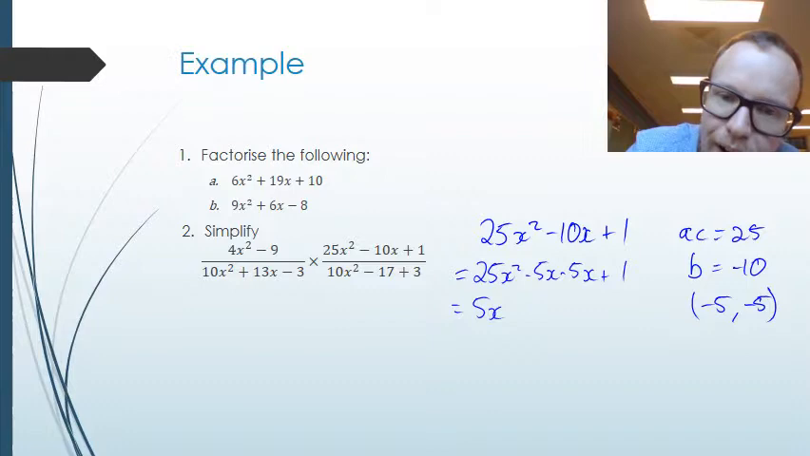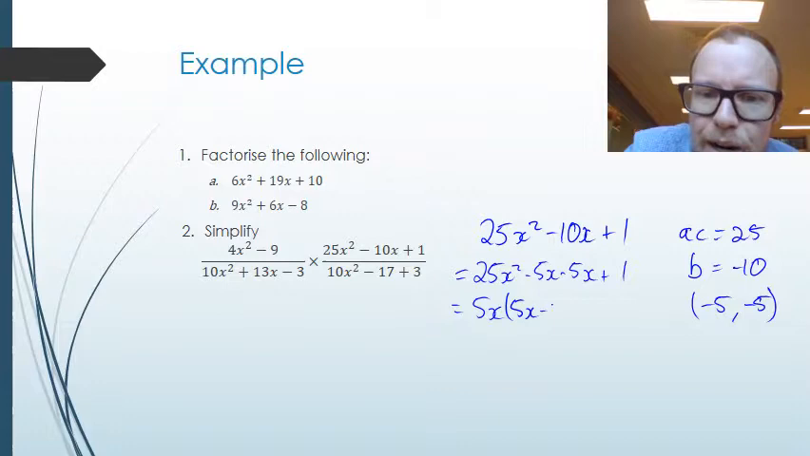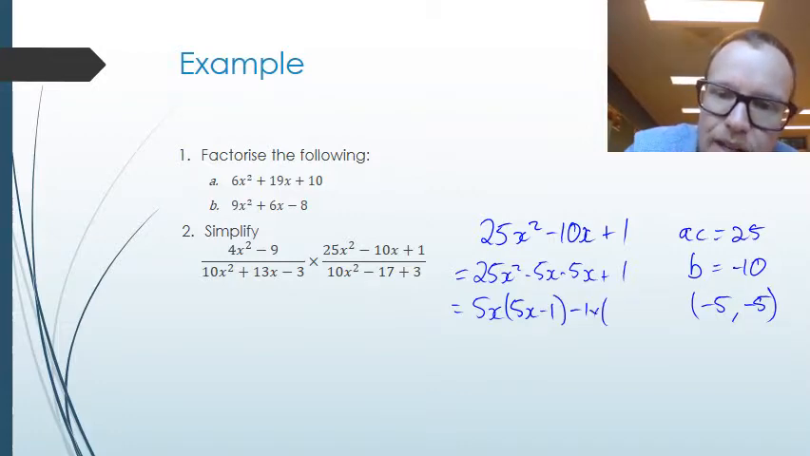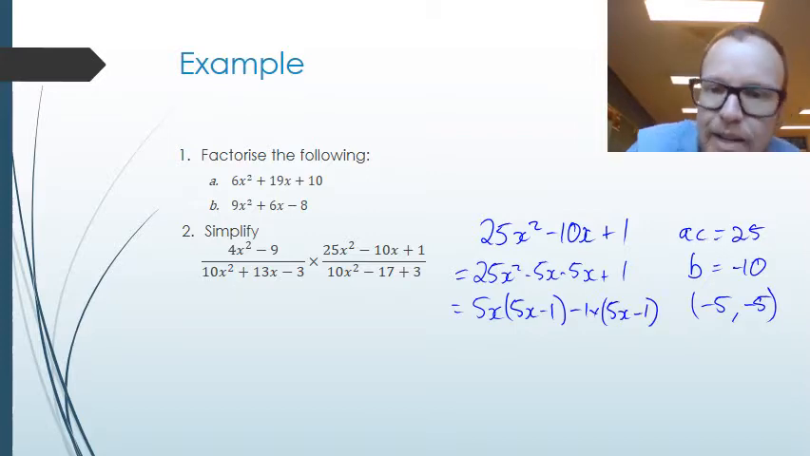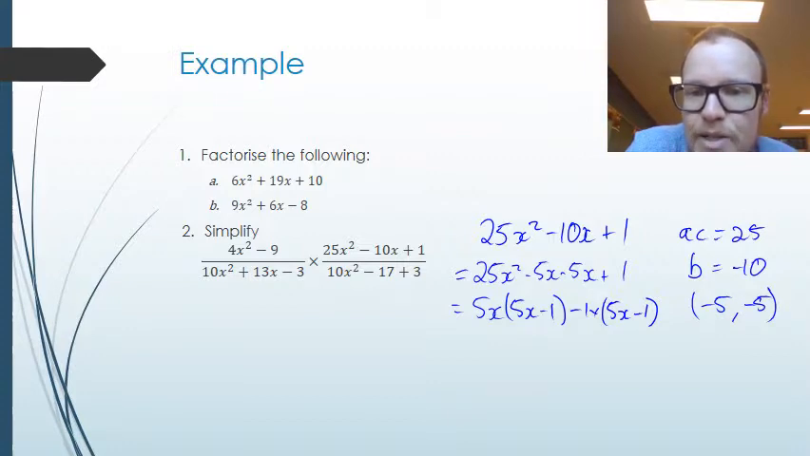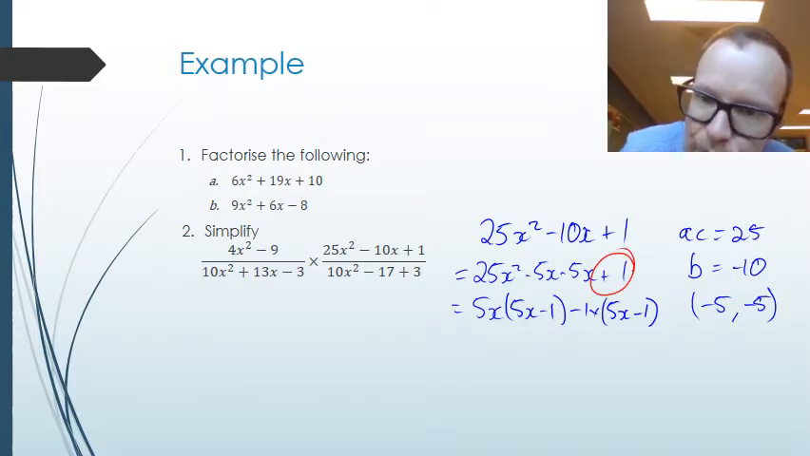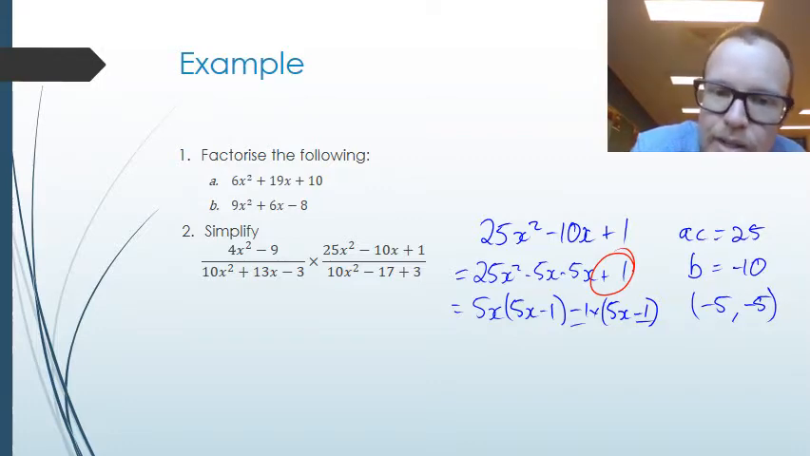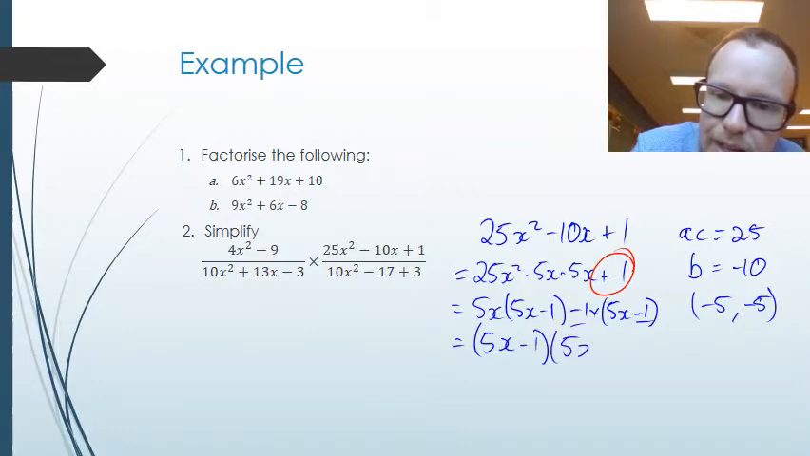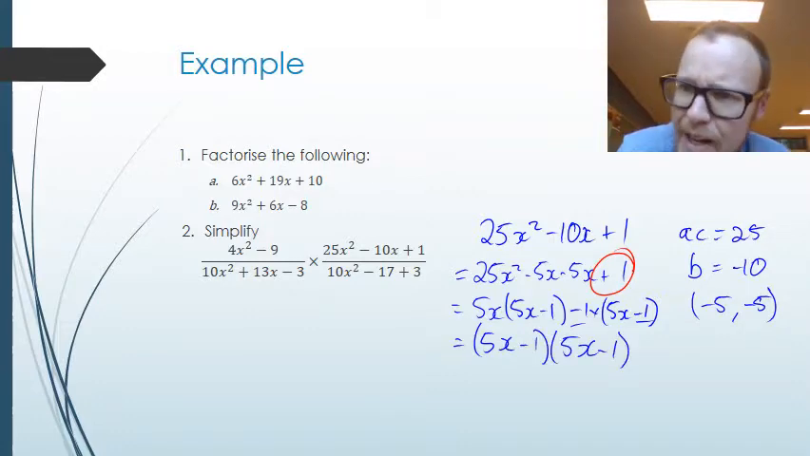Common factor of 5x. Take that outside for the first two terms. 5x minus 1 left over. Minus 1 times 5x minus 1. Now it needs to be minus 1 times 5x minus 1 because we times it by the 5x, and minus 1 times negative 1 becomes the positive 1. So this positive 1, we need to have a negative times a negative there to make that positive. That's why we've got the negative here. So this is going to be 5x minus 1 times 5x minus 1. There for that next one.